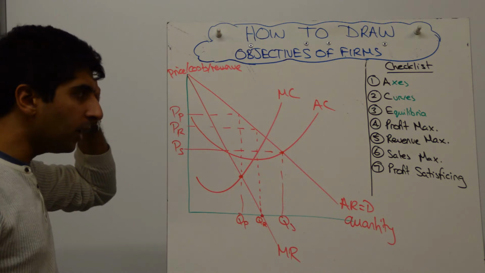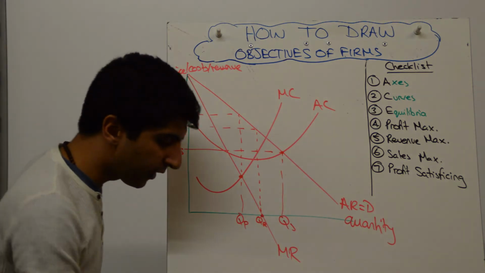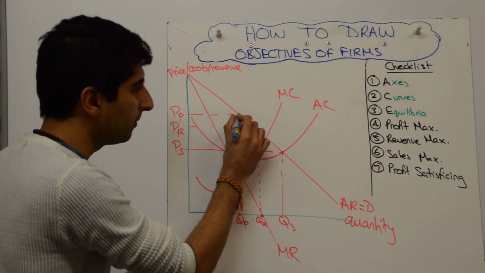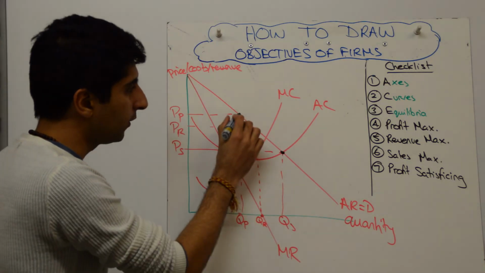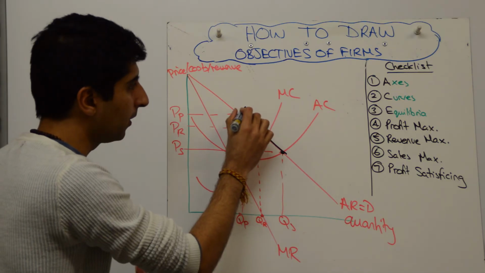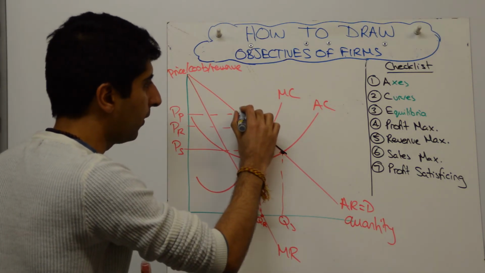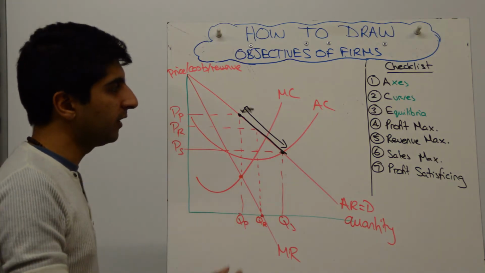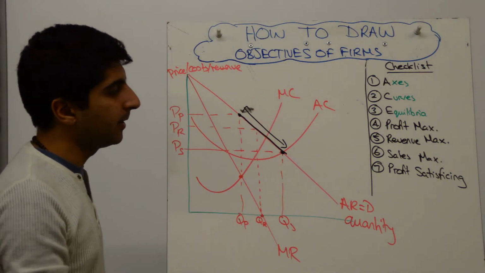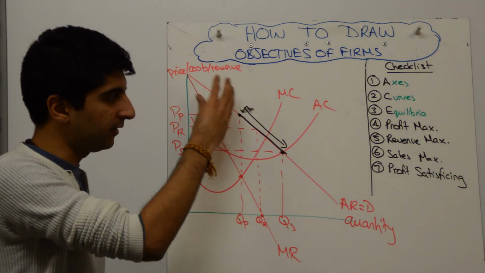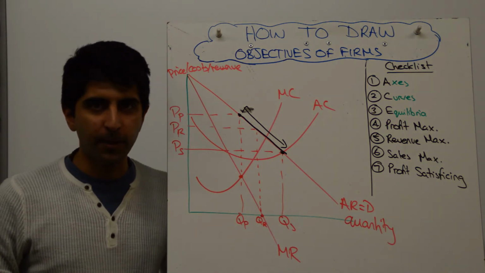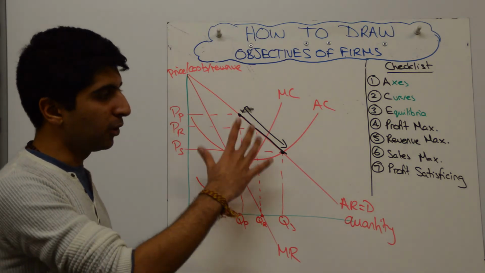Okay? We can also show profit satisficing. The way to do that is you say, look, any quantity between QP and QS. So any quantity that happens to fall in between this black line. Oops, so if we kind of do a little arrow like this, we can say, look, any quantity between there is profit satisficing, because it's not maximum profit being made, but it's not a loss being made. So profit satisficing happens kind of anywhere between these quantities. Alright, so that's how you can show objectives of firms on the Monopoly diagram.